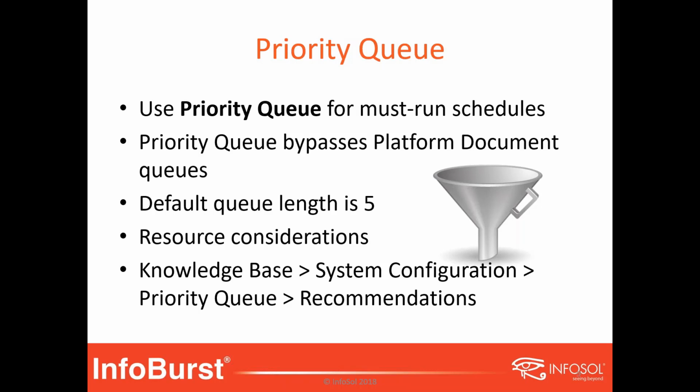Please take a look at the recommendations for priority queue in the system configuration article of the knowledge base. I'll pull that up in a second. And you'll want to have a conversation about the processing capabilities of your BO server with your BO admin prior to making use of the priority queue, okay? Because it will override any document queues, so it will throw work at there that maybe your system can't handle, okay? So just be sure you have a conversation with your BO admin prior to using this queue.